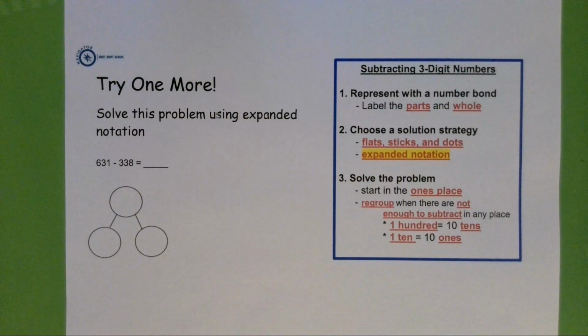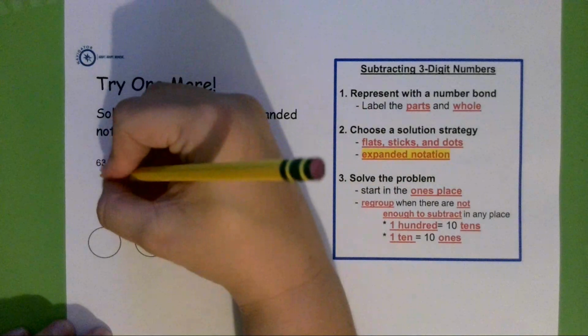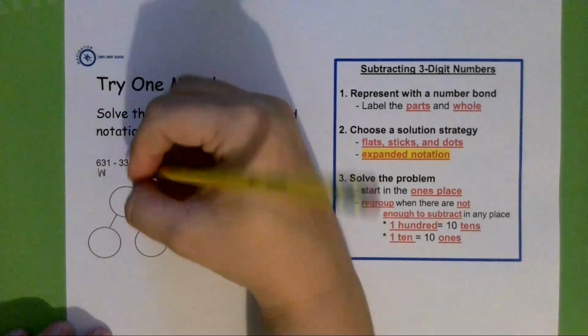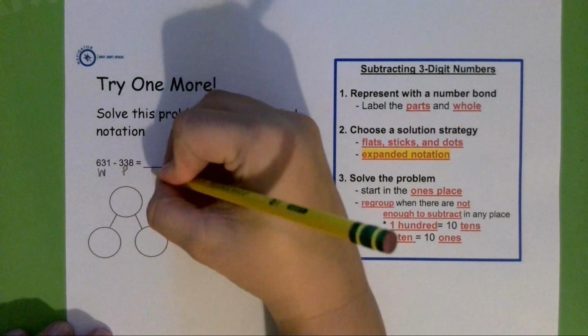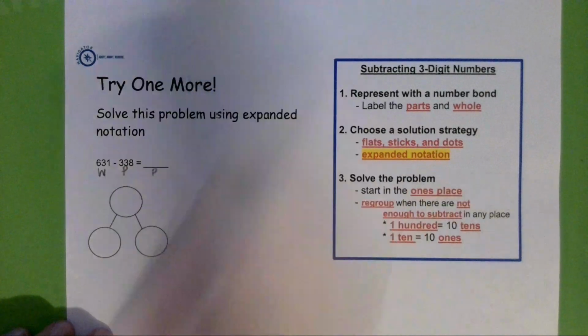Let's solve together. How can I label the parts and whole in this number sentence? Say it out loud. I bet you said we should label 631 as the whole, 338 as one of the parts, and the blank or missing number as the other part.